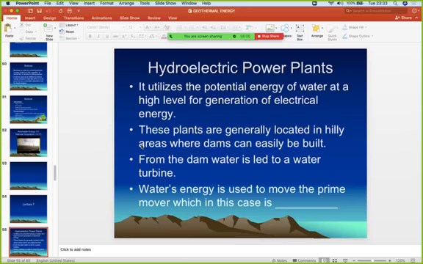So we have a lot of hydroelectric plants here in Cebu, like the Matutinao Dam, a hydroelectric dam somewhere in the southern part of Cebu. The dam water is led to a water turbine. Water's energy is used to move the prime mover. So what is the prime mover? A turbine or the generator, which in this case is the turbine.